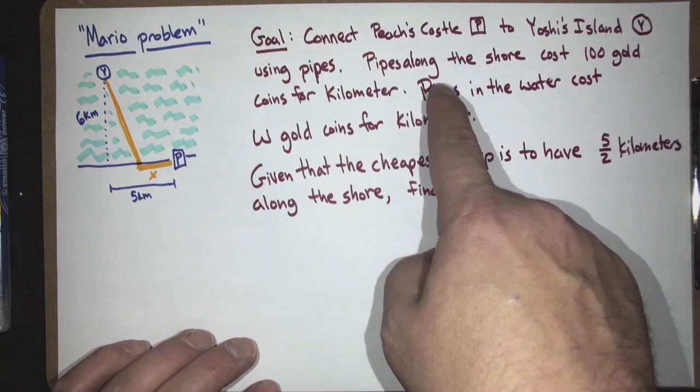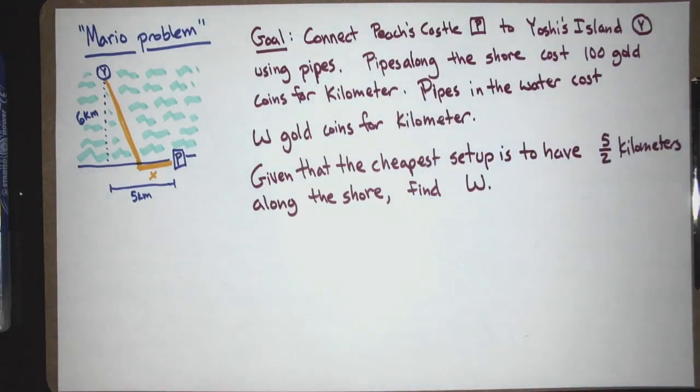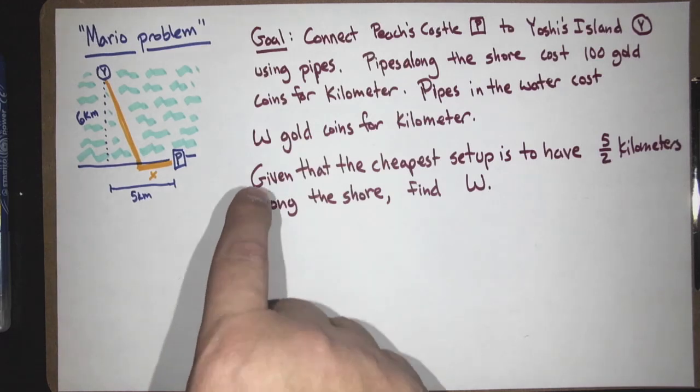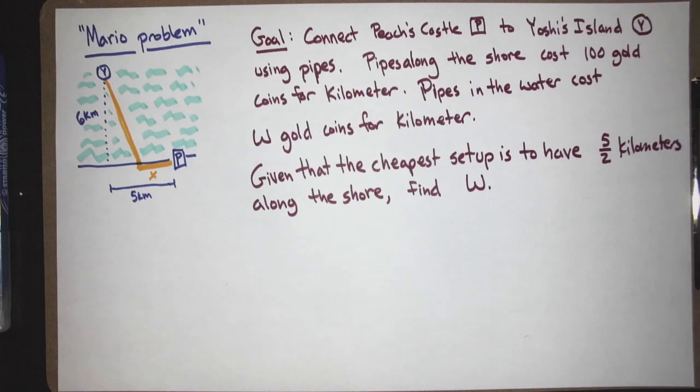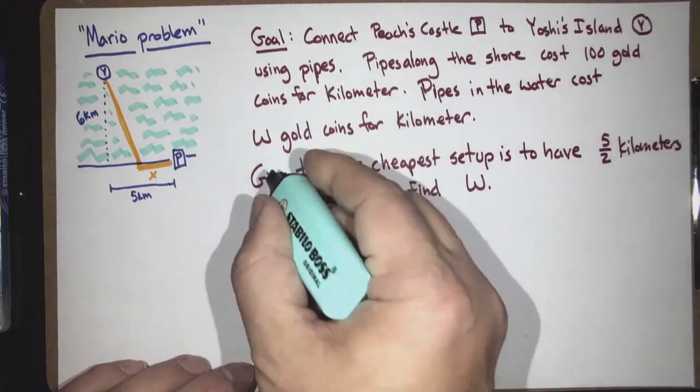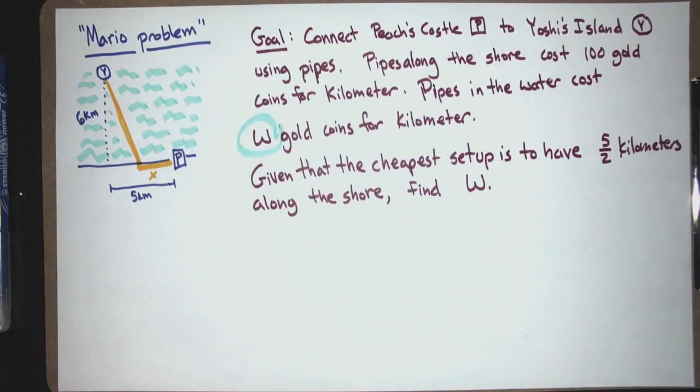So the pipes along the shore cost 100 gold coins for a kilometer. Now you might think 100 gold coins, that's like a life worth of coins, but that's not so bad, right? Pipes in the water cost W gold coins for a kilometer. And you might say, wait, what? What's W? That's the problem.